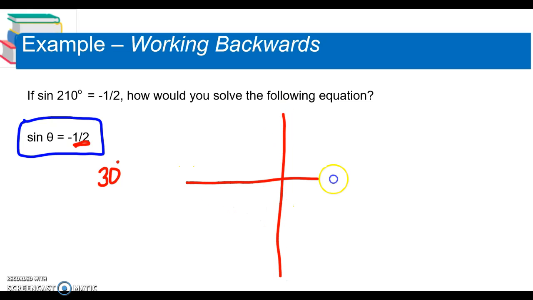And so where is it going to equal negative 1/2? Well, sine is negative in the third and in the fourth quadrant. And knowing that the sine of a 30-degree angle equals 1/2, that means my reference angle in both the third and the fourth quadrant is 30 degrees.